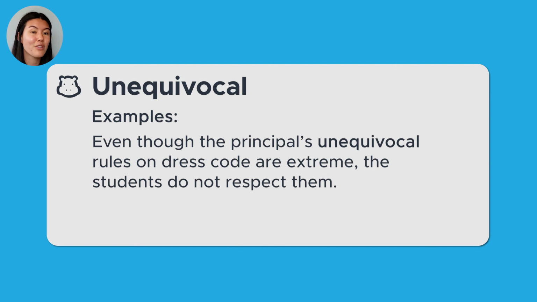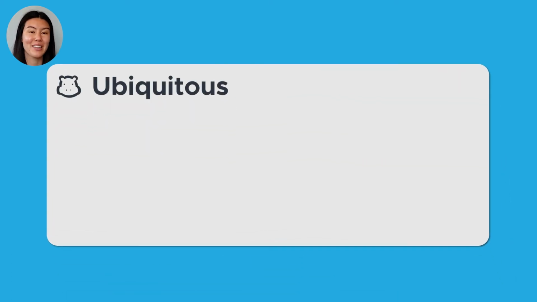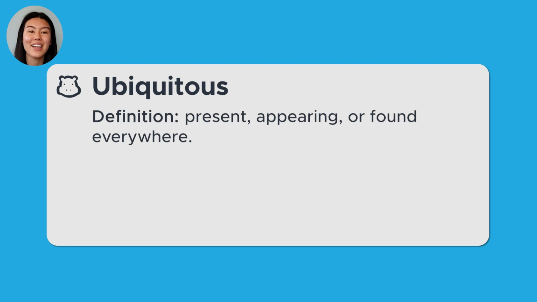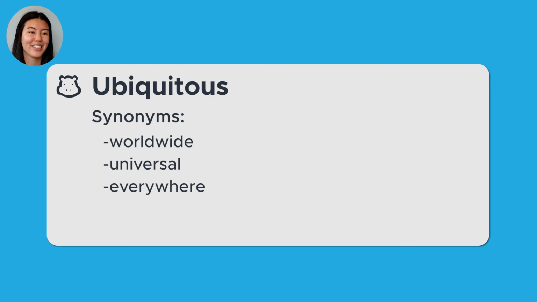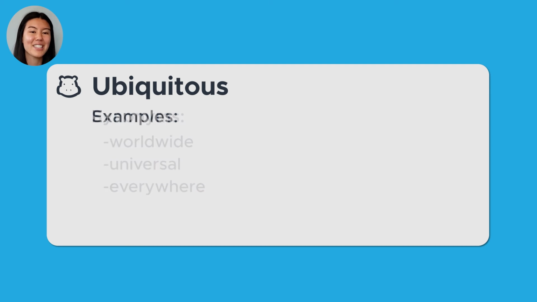The next word we have for you is another advanced descriptive word, sure to make your writing even better. Ubiquitous means present, appearing, or found everywhere. Synonyms? Here we have a few for you: worldwide, universal, and everywhere. Use ubiquitous to describe something that is present all over the place. Let's see some examples to clarify.